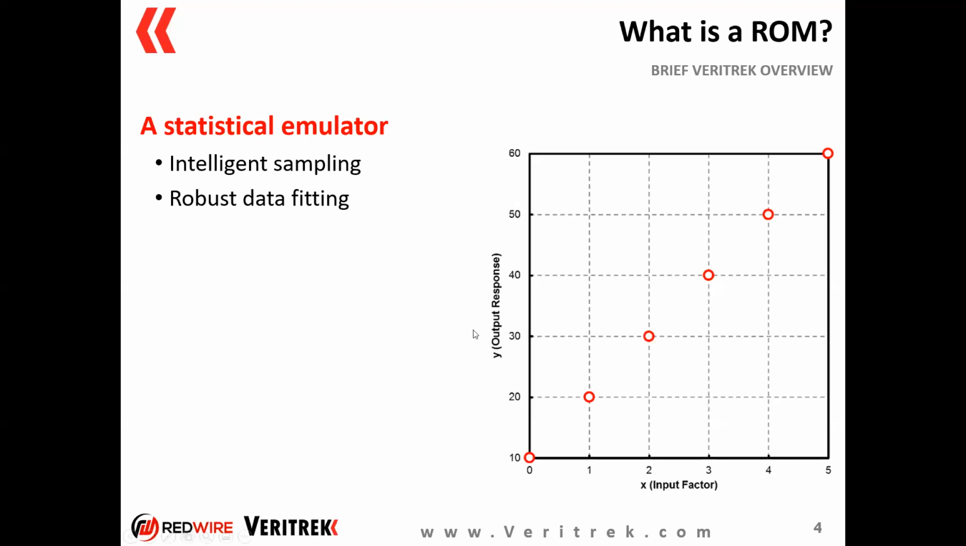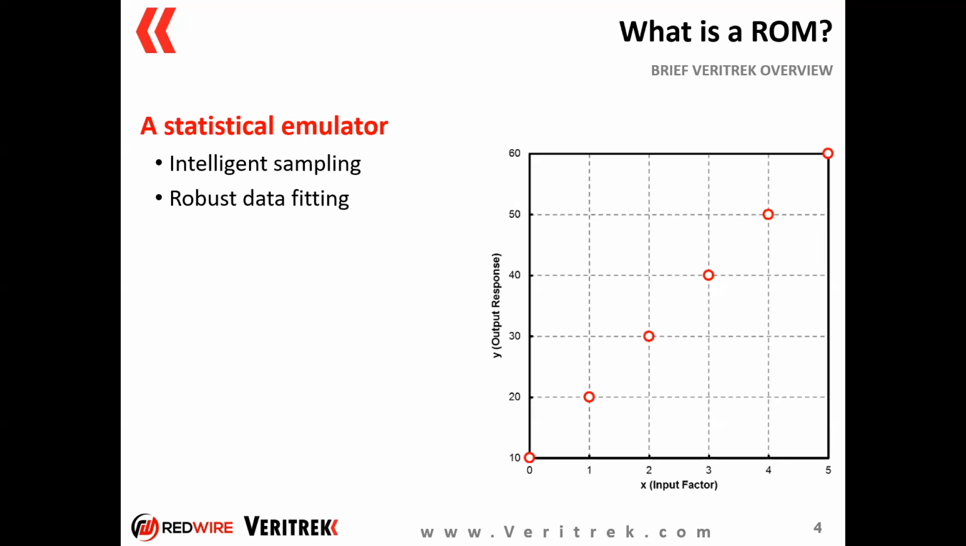And let's say that's a temperature of some submodel. And so what we can do is run that Thermal Desktop model at a variety of different heat load settings, let's say 0 all the way up to 5 watts, and we're going to track the temperature response. And we see that at 0, we get a temperature response of 10, and at 5, we get a temperature response of 60. And so we have these data points, which in the eyes of Veritrek we call training data.